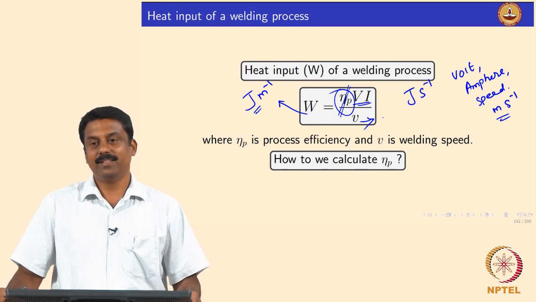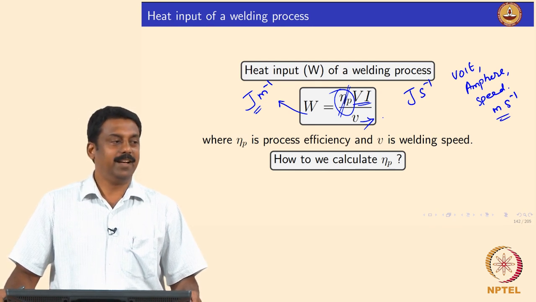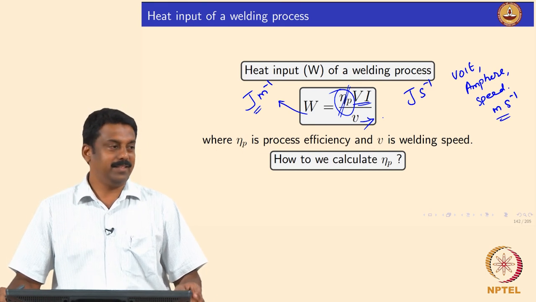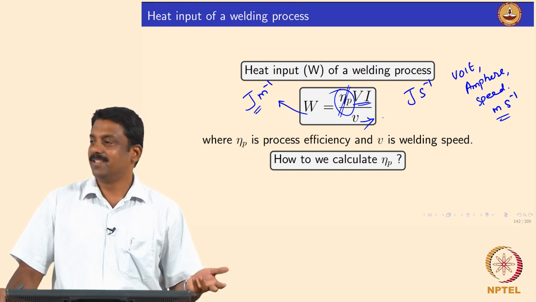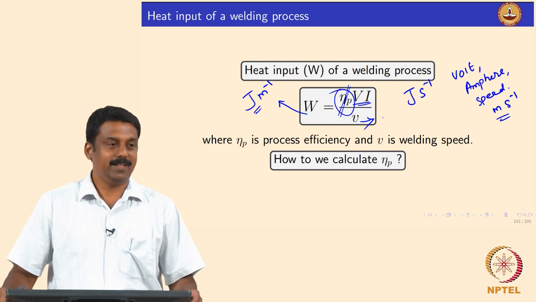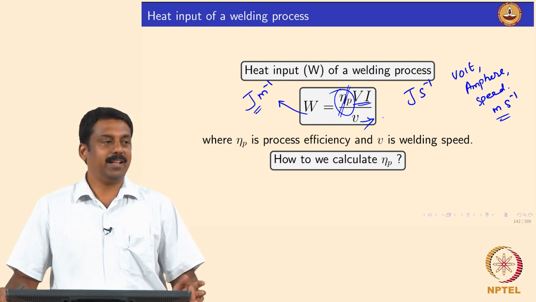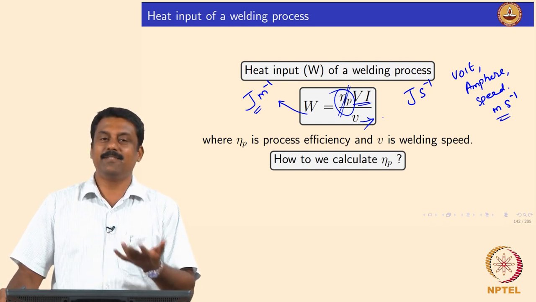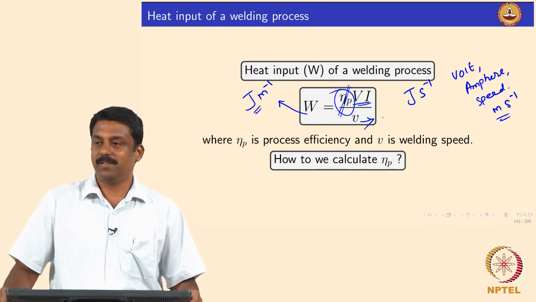There must be some method, right? Isn't it? It is just some number. So some people always say that 0.6, 0.7, 0.8, 60%, 70%. But as welding engineers or welding scientists, we should give some physical background for this efficiency. Okay, let's calculate efficiency from the basics.